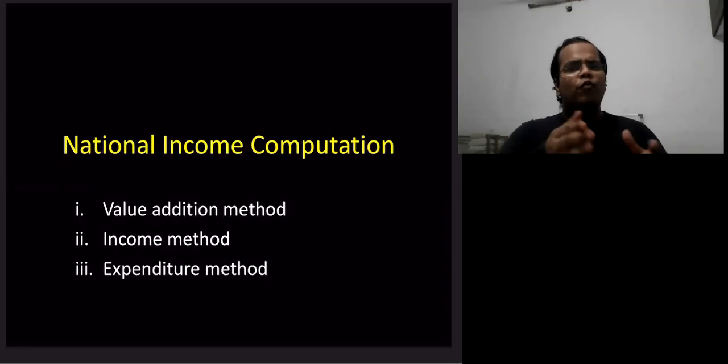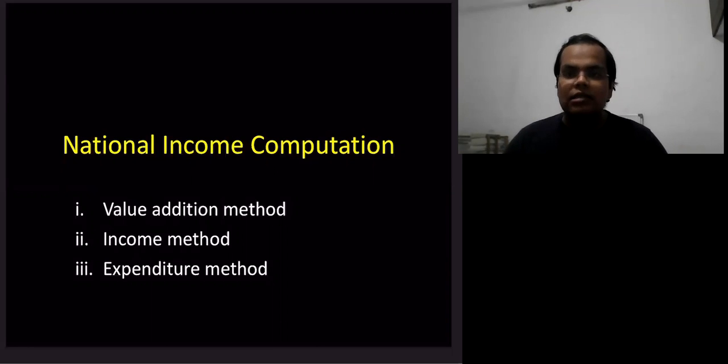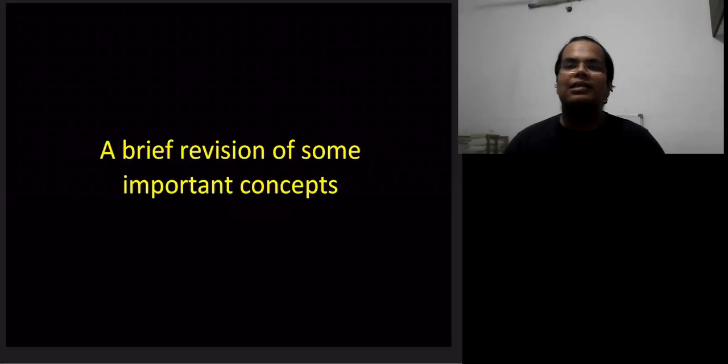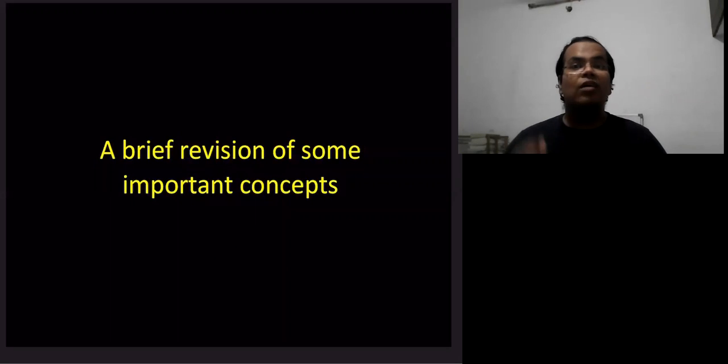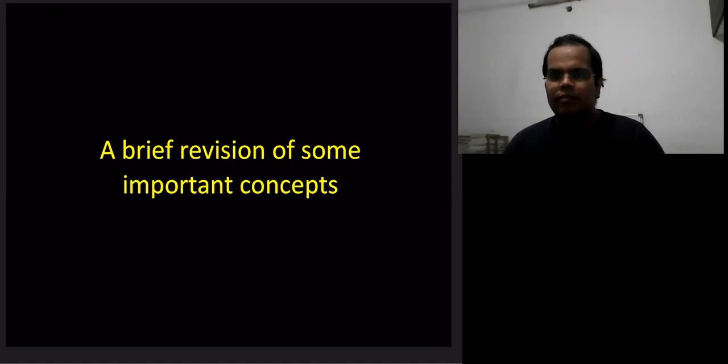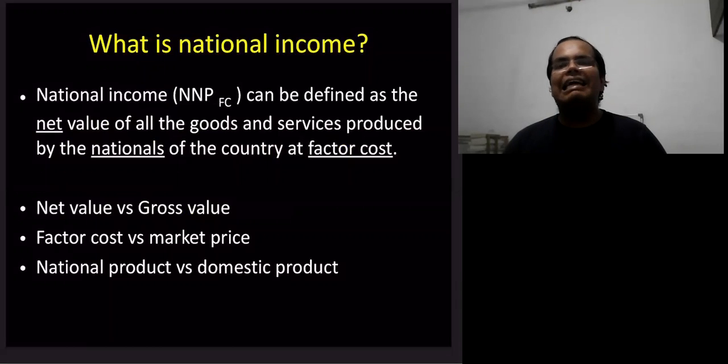All right. Now, before we dive into the details of these methods, we are first of all going to have a look at some very important concepts that are required in order to understand this chapter. I'm calling it a brief revision of some important concepts because you have already studied these concepts in the preceding chapter, the preceding chapter being the different measures of national income. But we are still going to have a revision of them so that you don't encounter any hiccups while studying this chapter. So the first thing that we need to revise is what exactly is national income.